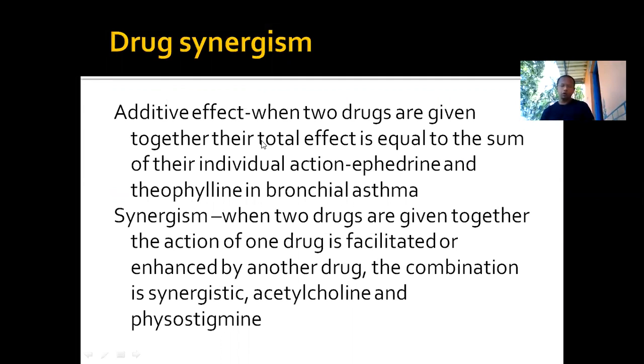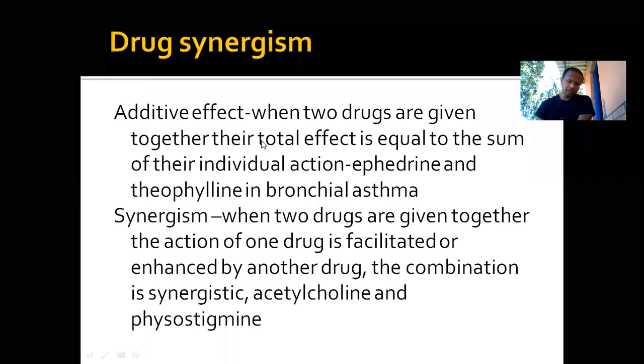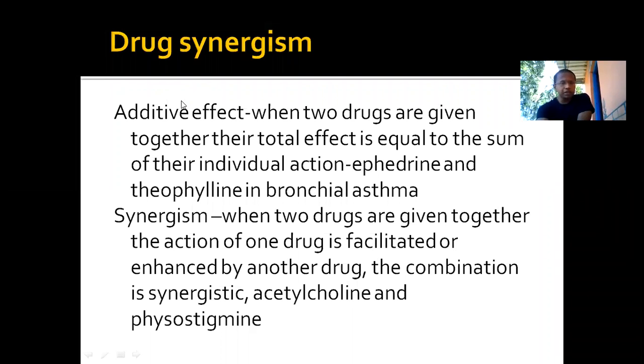Similarly, we have one more combination, that is summation. In case of summation, the drugs with the same mechanism of action are combined. Here it can be diclofenac plus paracetamol, diclofenac plus aceclofenac, or diclofenac plus another NSAID. That will be summation, where two drugs with the same mechanism of action are combined.